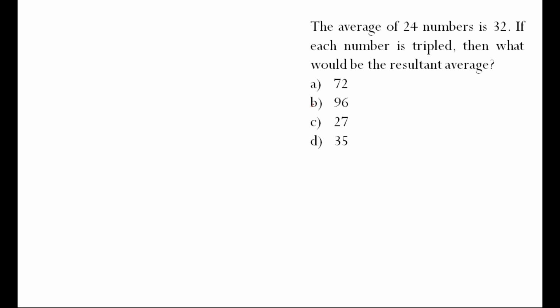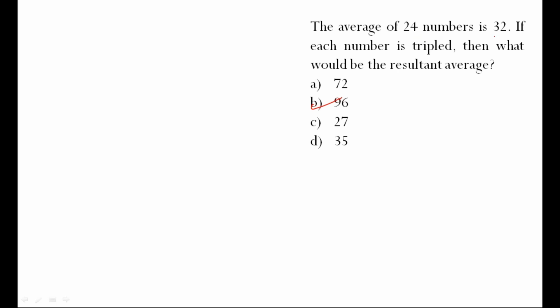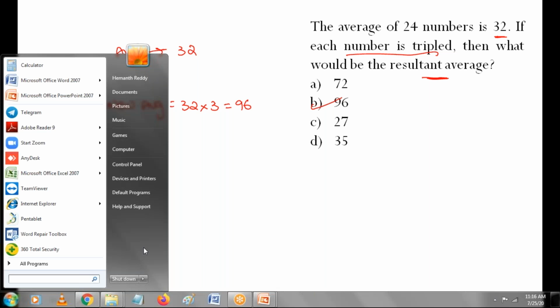Excellent, friends. 96. We should see about the average. How many students? We don't worry. Average is 32. If each number is tripled, the average is also tripled. It only affects the average, not the number of students. The number of students is not changed here. It's fixed. The resultant average is multiplied by 3. So 96 is your answer. Excellent, friends. Let's see the next question.